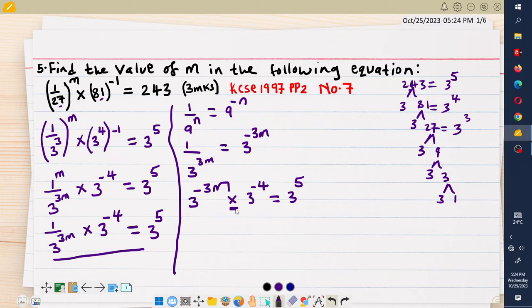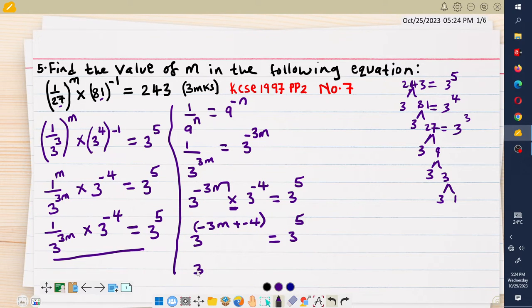Then remember, from the laws of indices, whenever you multiply, you add the powers. So this will be 3 to the power of negative 3m, then I'm going to add negative 4. Whenever you multiply, if the bases are the same, you add the powers. So this will be equal to 3 to the power of 5. Then plus times minus, you are going to get minus.